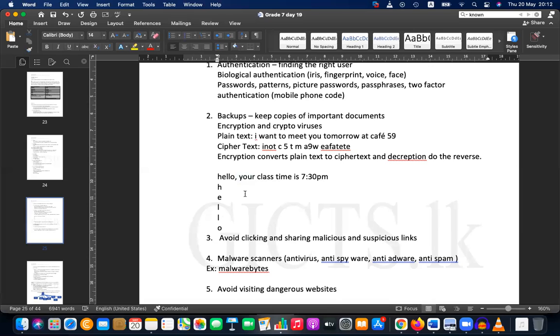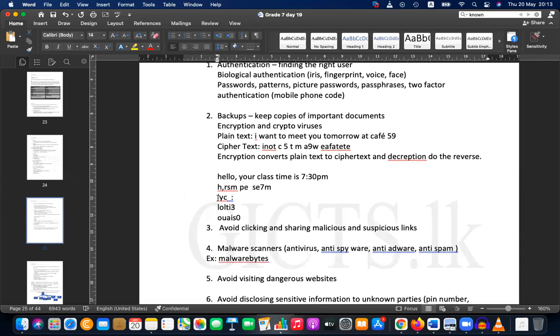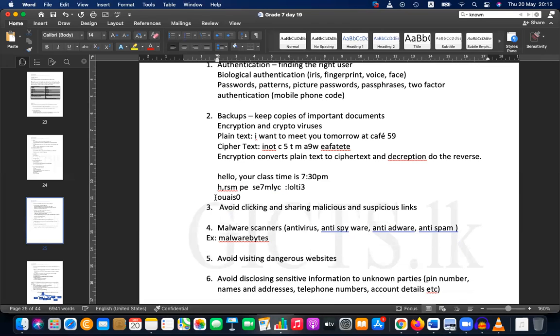Okay. Hello, then comma, space, Y O U R, your, space, C L A S S, class, space, T I M E, space, I S, space, 7:30 p.m. Right, after writing this, take the lines downwards, and then take the next line upwards, and so on.